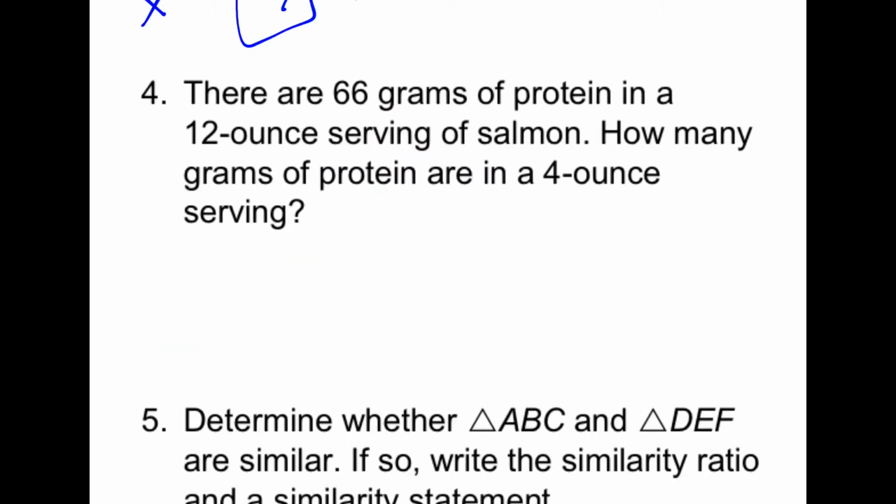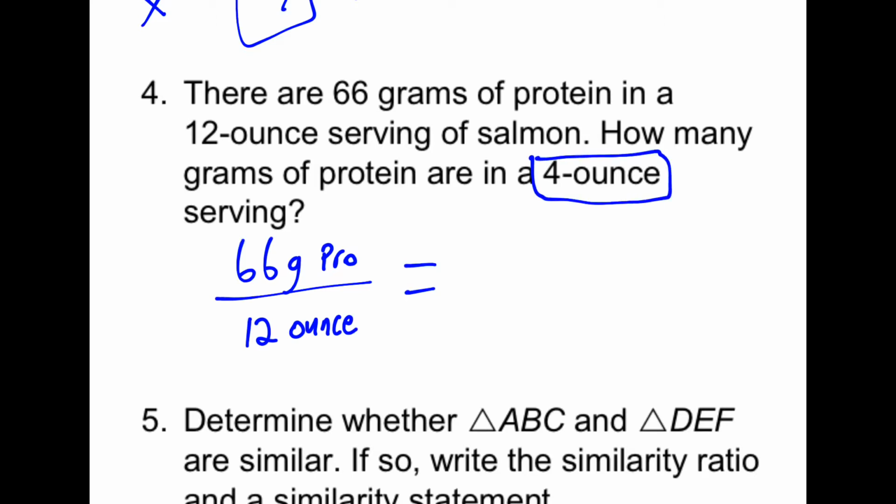Number 4 reads: there are 66 grams of protein in a 12-ounce serving of salmon. How many grams of protein are in a 4-ounce serving? If we use our units, this becomes an easier proportion to set up. We know it's 66 grams per 12 ounces. The other number we're given is 4 ounces. Would that go on the top or the bottom of the other ratio? Since ounces are on the bottom over here, they have to go on the bottom over here also. So this is going to be 4 ounces, and this is going to be x grams. And that's how we figure that out.